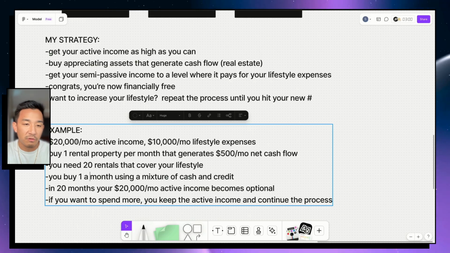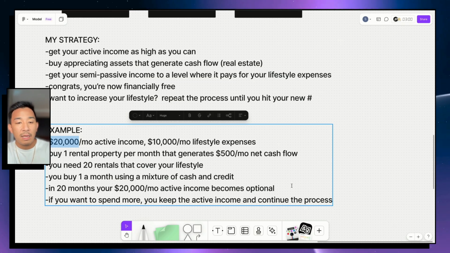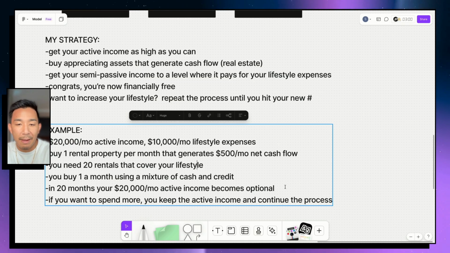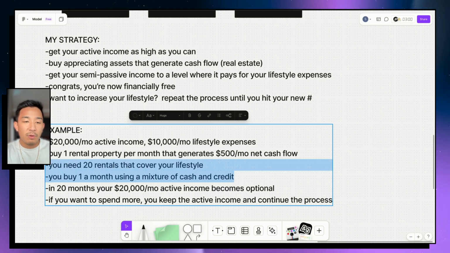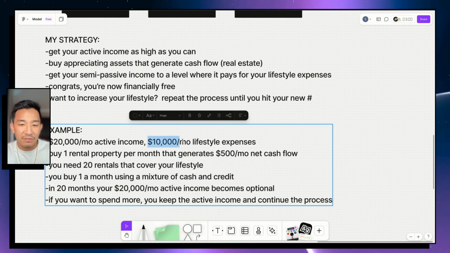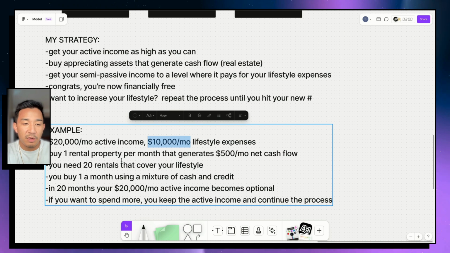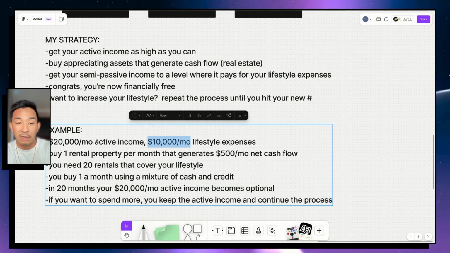So you don't have to always use your full active income to buy this. There are strategies with credit cards and business loans and lines of credit. In 20 months, if you are in this scenario and you want to become financially free, your $20,000 a month active income becomes optional, because if you follow this plan, then you'll have 20 rentals that pay for this lifestyle expense. So relatively quickly, right? In less than 2 years, you can become financially free if you follow a simple plan like this. And you really don't even have to start a business if you have a high paying job.